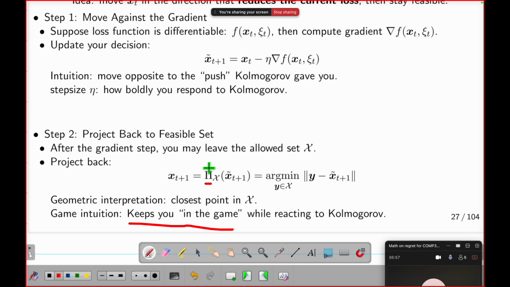So in other words, what's the point of this thing? It is to keep ourselves in the game, because this one does not make sure this is the case, right? It's possible we go outside, right? So we need this. So I need to now talk about this, okay?